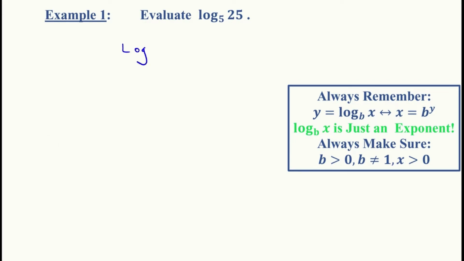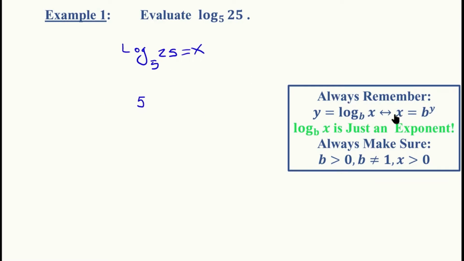You can say log base 5 of 25 equals x, just give it a name, and then go ahead and use this conversion. So you see, when you want to go from this logarithmic form to this exponential form, notice the base of the logarithm, like here being 5, becomes the base of your exponential equation.